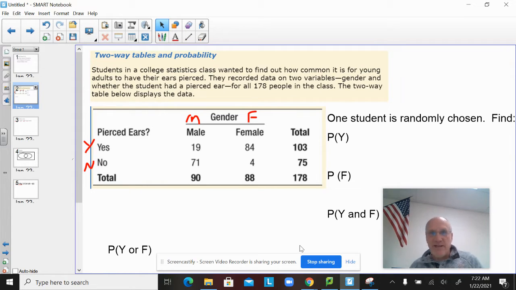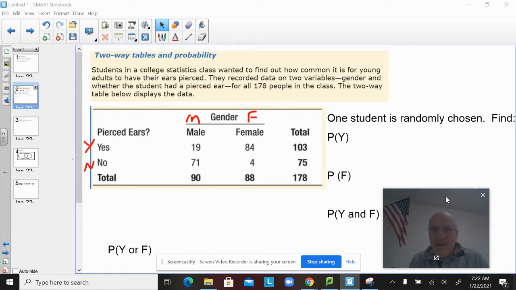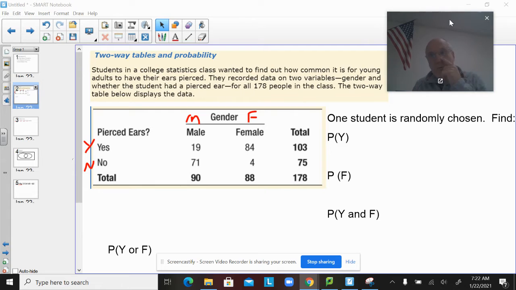They recorded data on two variables, gender and whether the student had a pierced ear. For all 178 people in the class, the two-way table below displays the data. So there is the data in a two-way table. I abbreviated yes with Y and no with N and male with M and female with F, just to make the notation simpler. Okay, so now we're going to be asked some simple probability questions, and we're going to start here on the right side and work our way down.